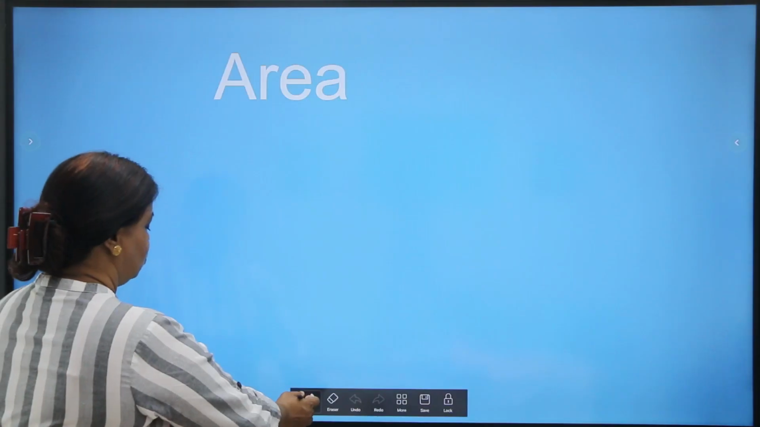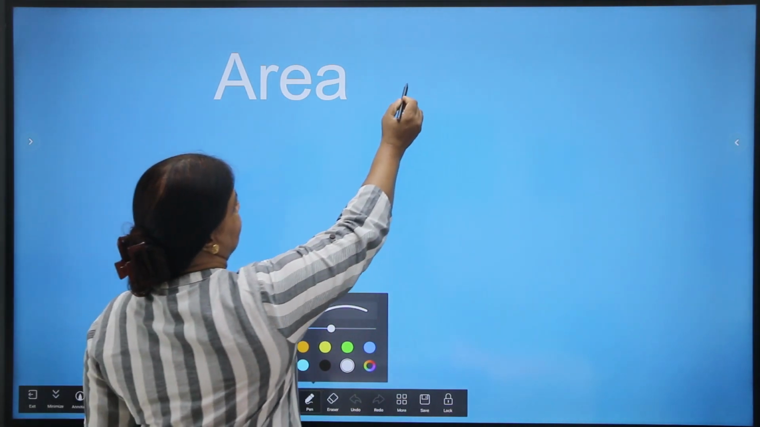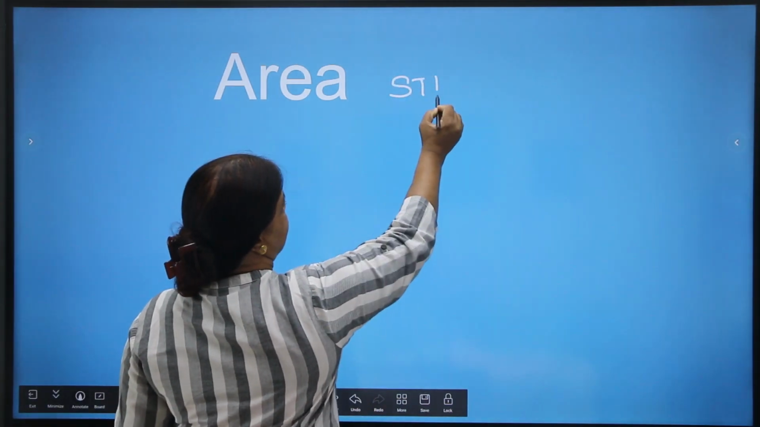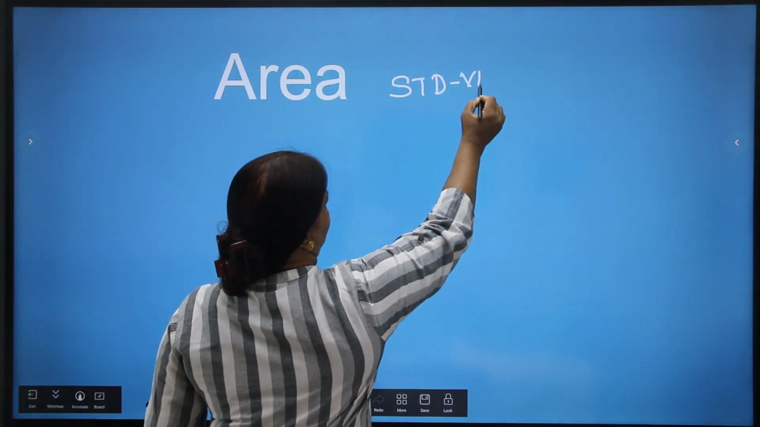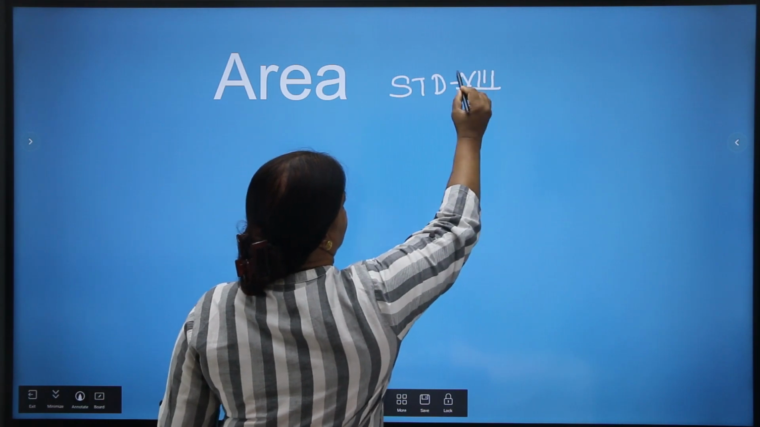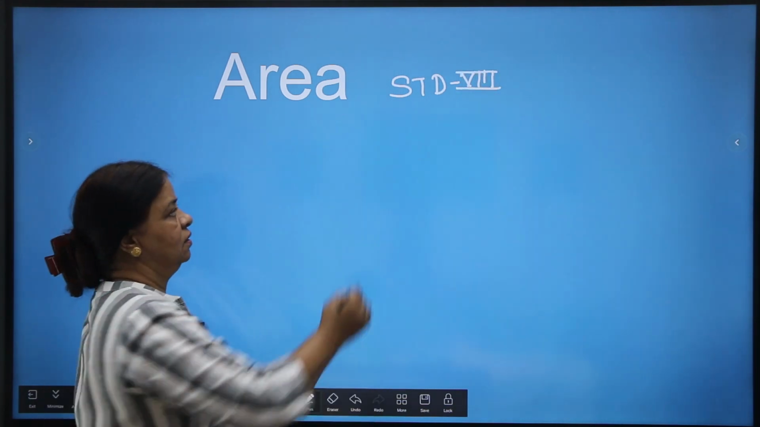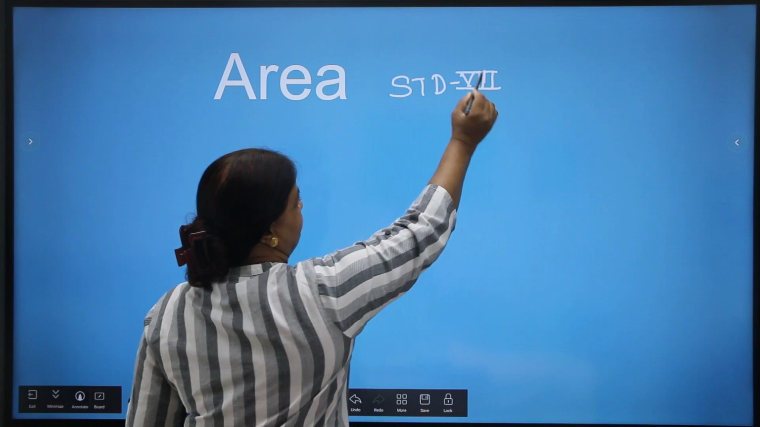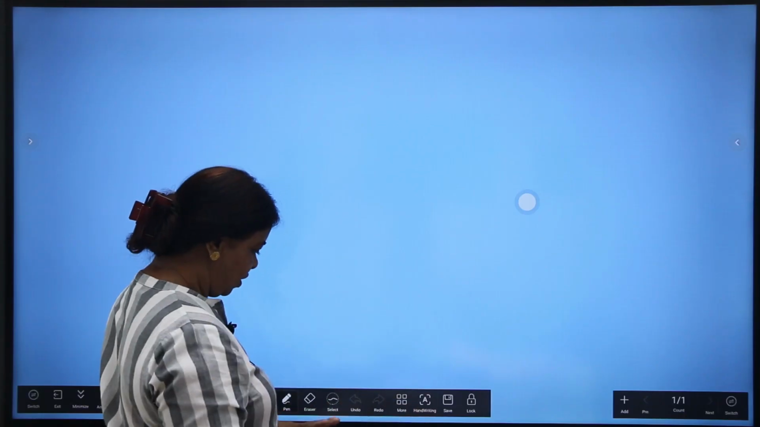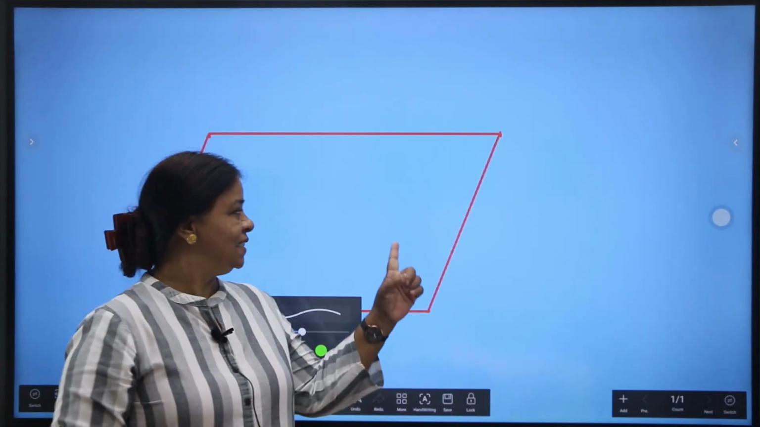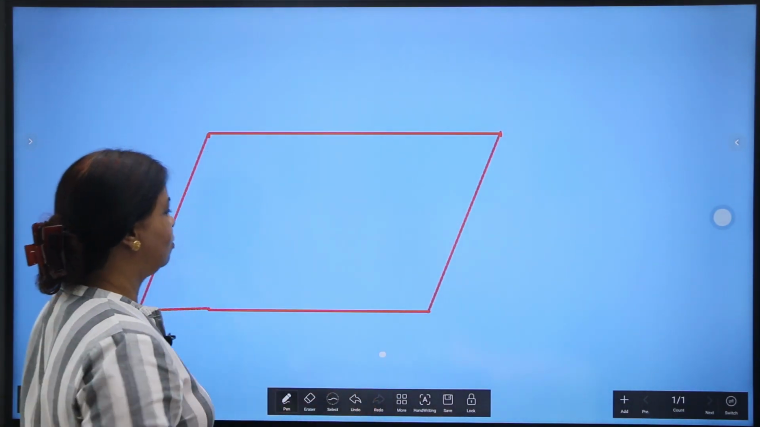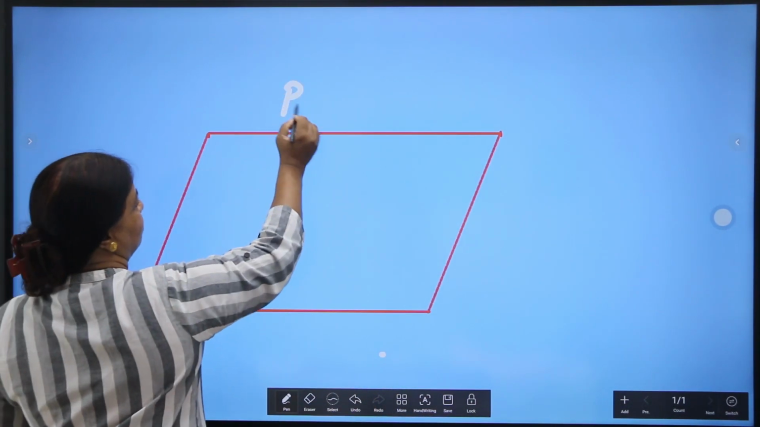So let's begin area chapter of standard 8th. Before I begin the topic, let me show you something children. I'll be drawing a figure. Children, you can see one figure here, and this figure is called a parallelogram.